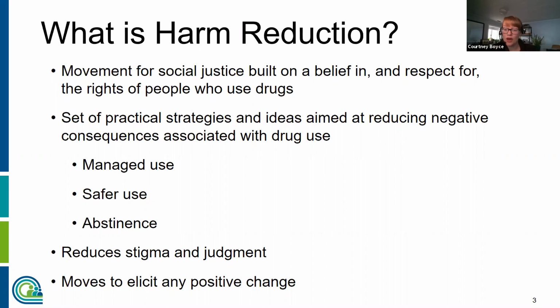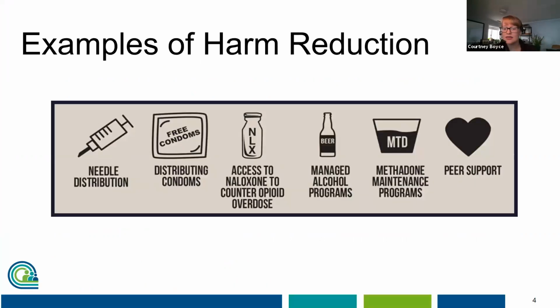So there's quite a few different examples of harm reduction. This slide and the next slide are going to talk about some of those examples, but harm reduction isn't limited to what we're going to talk about. But these are a few of the different examples.